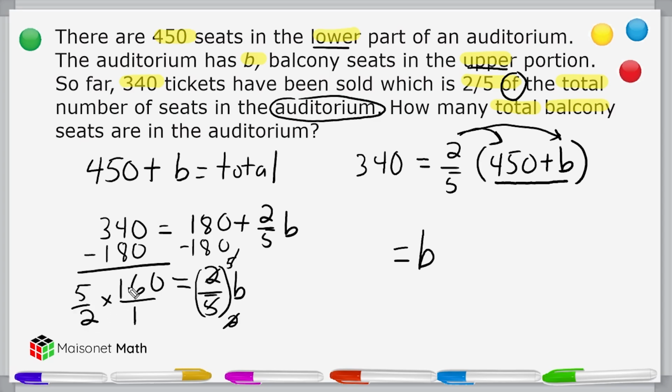All right, so what I'm going to do here is take 160 and divide that by 2 first, using a little bit of cancellation, and that would give us 80. And then we can just multiply 5 times 80, which is 400. So we have determined that this auditorium has 400 balcony seats.